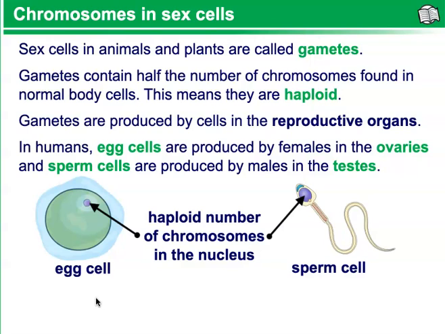Egg cells are produced by females in the ovaries, and sperm cells are produced by males in the testes. Human gametes contain 23 chromosomes. This is half the number found in normal diploid body cells, which contain 46 chromosomes in 23 pairs.